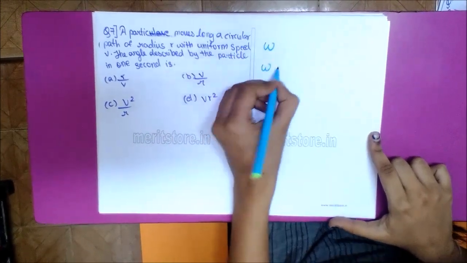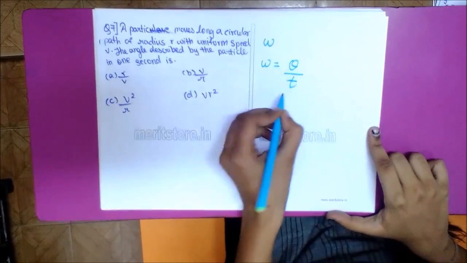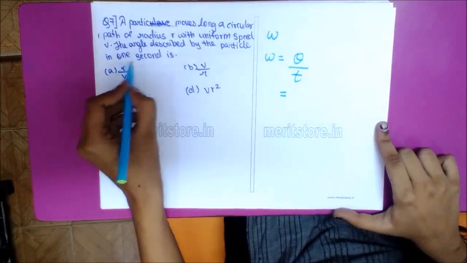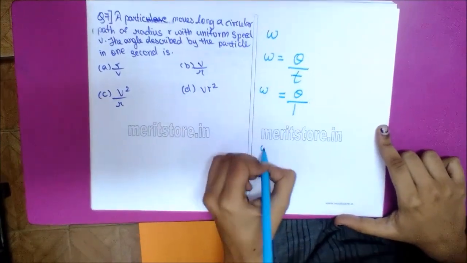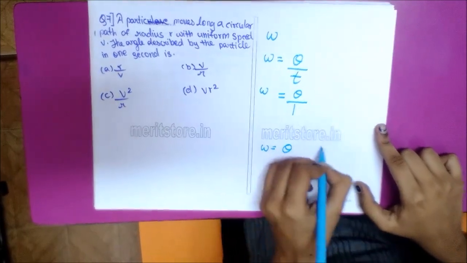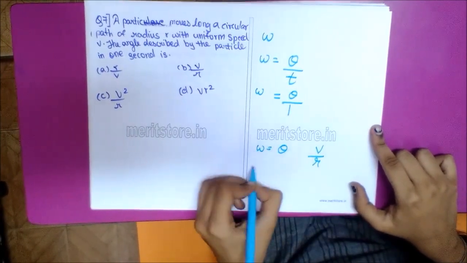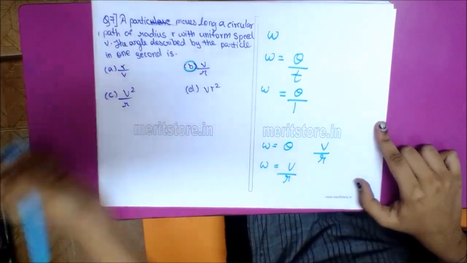We know the formula of omega is equal to theta by t. Now here t is already given to us as 1 second. So omega will be theta by 1, that is, omega is equal to theta. Now theta in terms of v and r is v by r. So omega is v by r. Option B is the correct option.